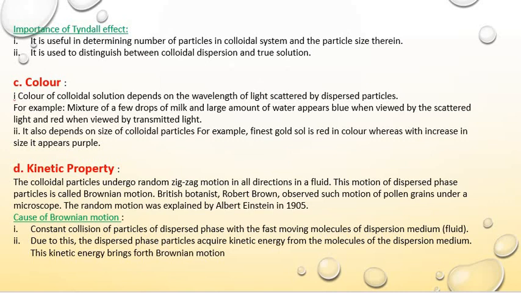The reason for Brownian motion is the constant collision of particles of the dispersed phase with the fast moving molecules of the dispersion medium. Due to this, the dispersed phase particles acquire kinetic energy from the molecules of the dispersion medium, and this kinetic energy brings forth Brownian motion.